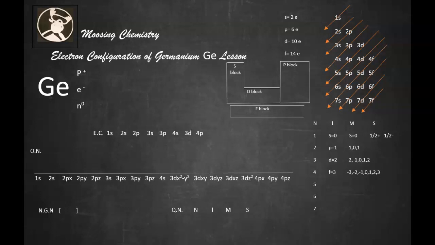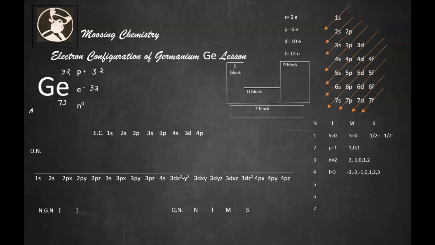Okay, germanium is the 32nd element on the periodic table, so we write 32 for the atomic number. And its atomic mass is technically 72.6, but we're going to call it 73. So it has 32 protons, since its atomic number is 32, and since it's electrically neutral, it'll also have 32 electrons.